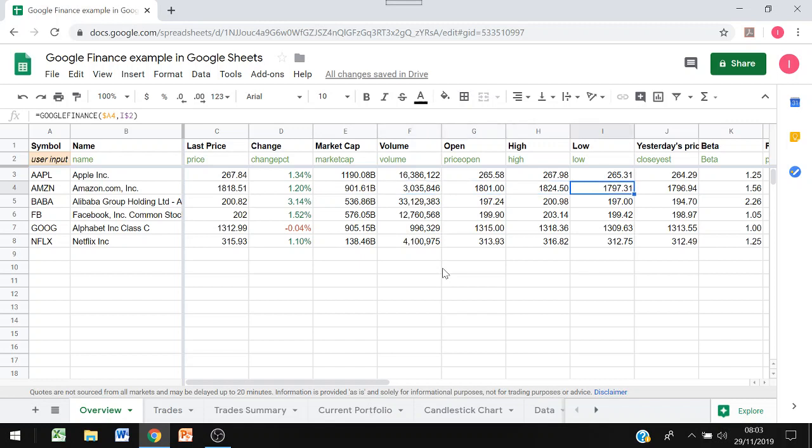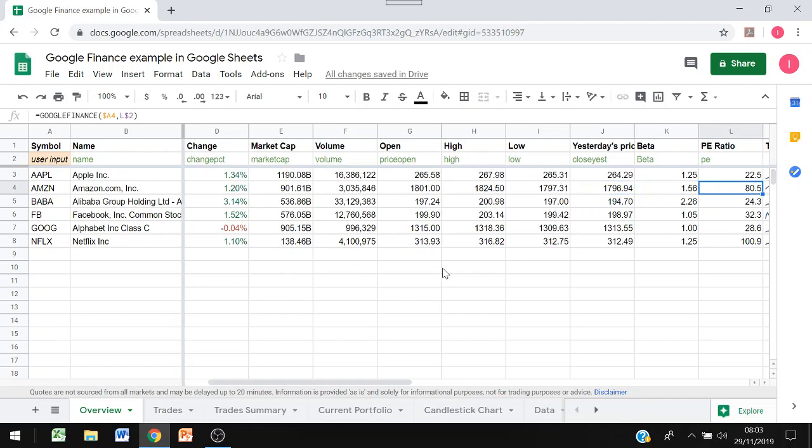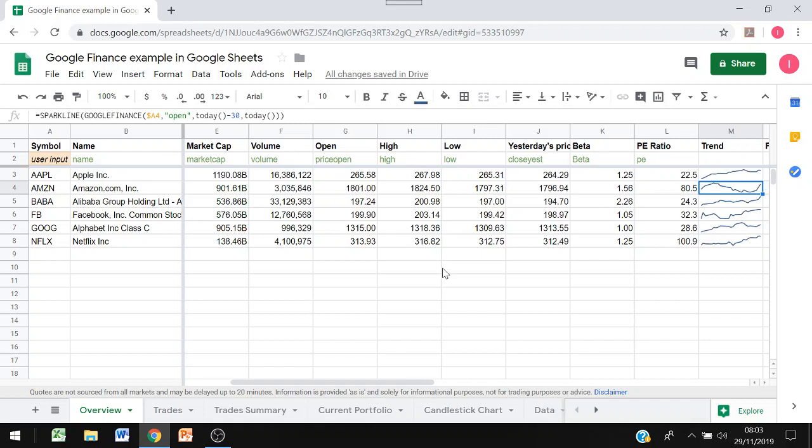low for the day, yesterday's close, the beta for the price, the price earnings ratio, and then a 30-day trend line that's plotted here as a spark line.